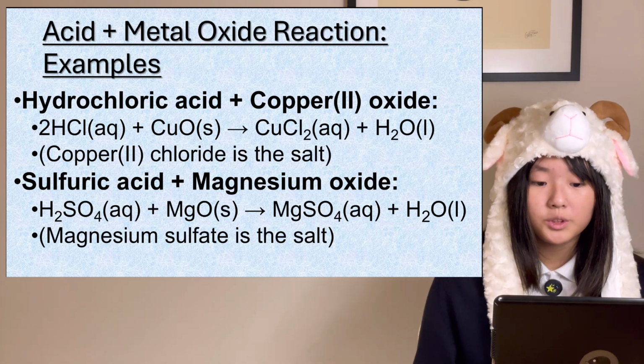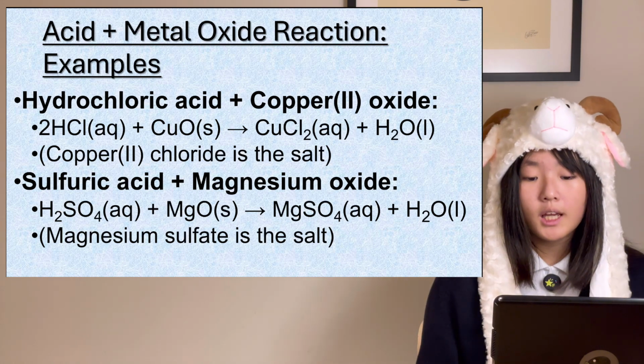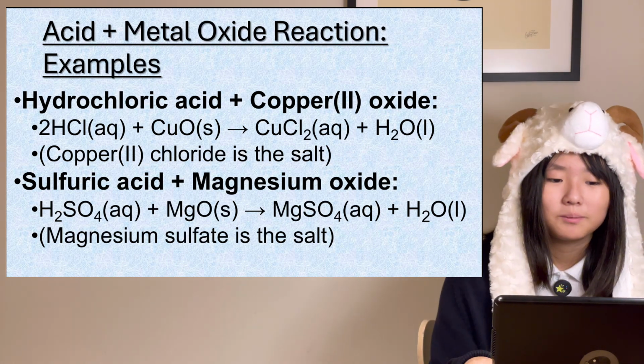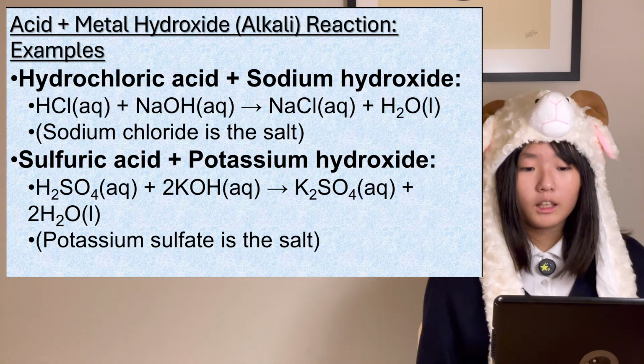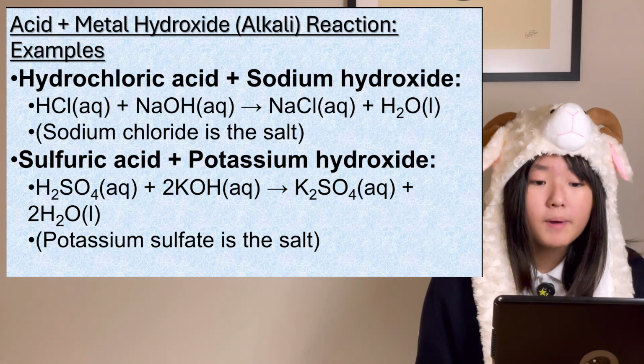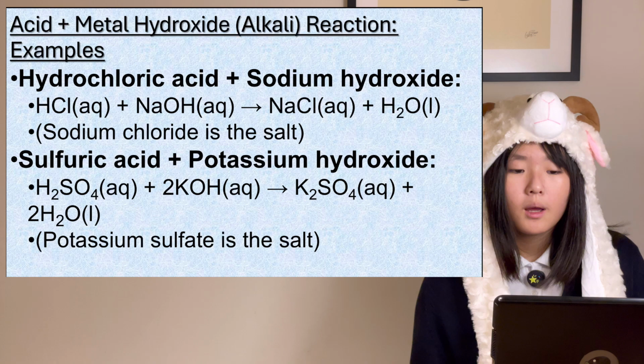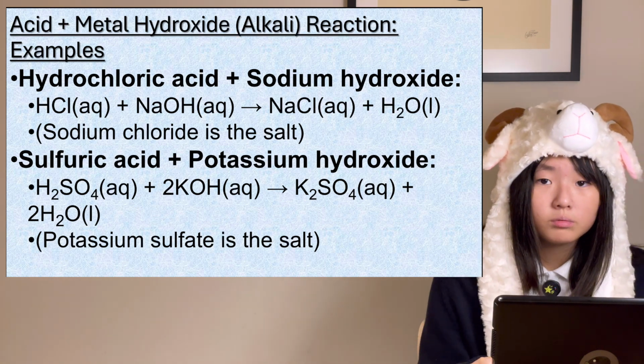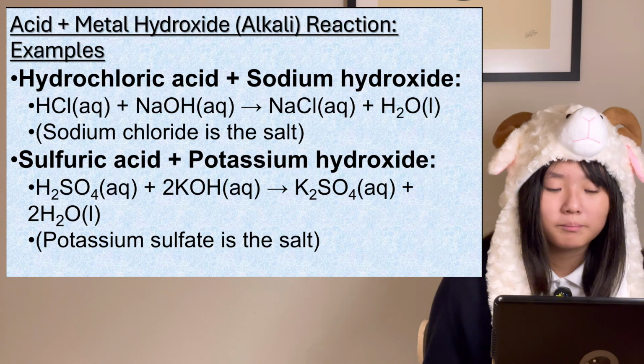H2SO4 plus MgO becomes MgSO4 plus H2O. Magnesium sulfate is the salt. Now I'll give you some examples of an acid plus metal hydroxide reaction. Metal hydroxide is an alkali, and so were the metal oxides.